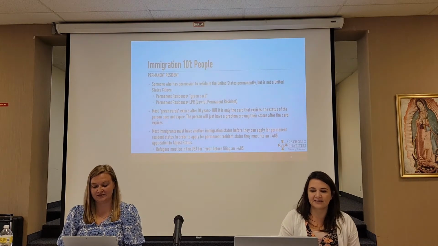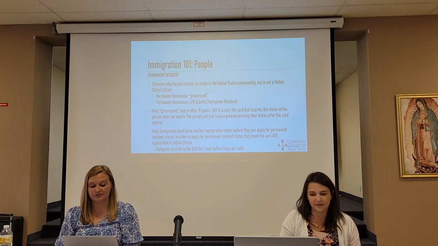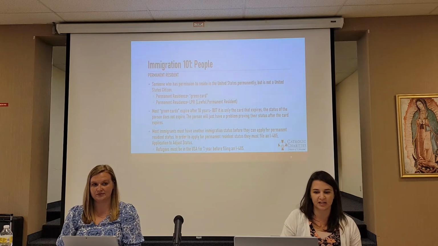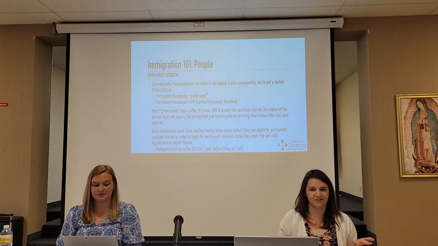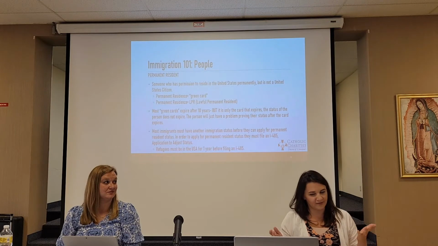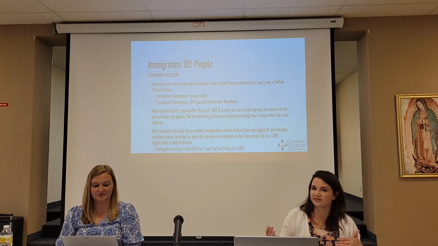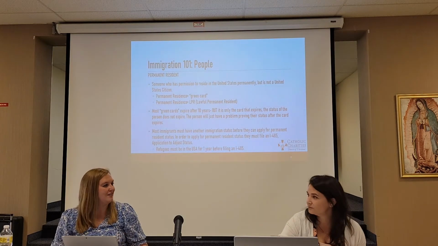Most immigrants must have another immigration status before they can apply for permanent residence. In order to apply for permanent resident status, they must file something called an adjustment of status application. Particularly for refugees, we highlighted refugees because we deal with a lot of refugees. They must be in the United States for only 1 year before they can adjust their status to a lawful permanent resident.